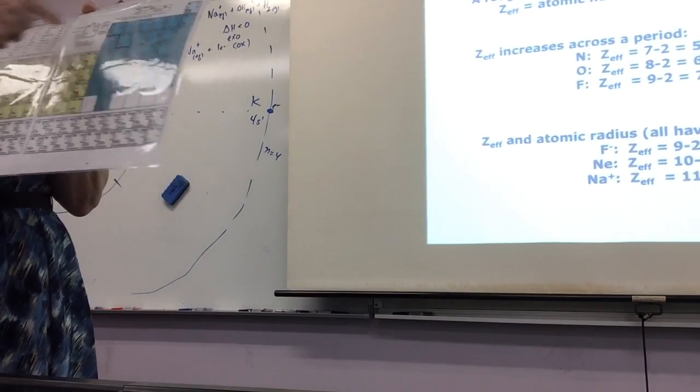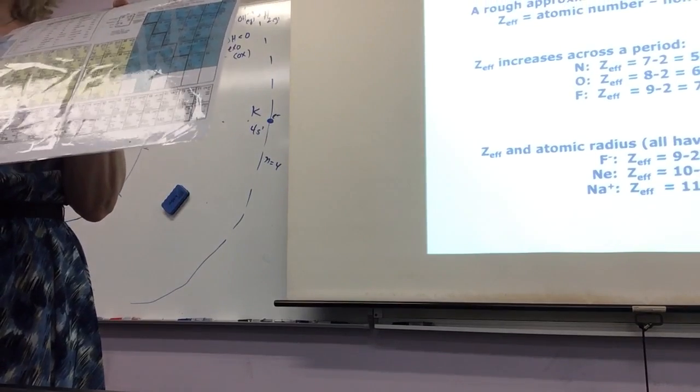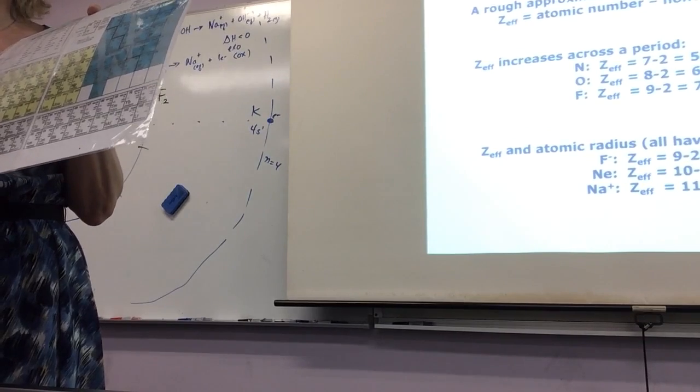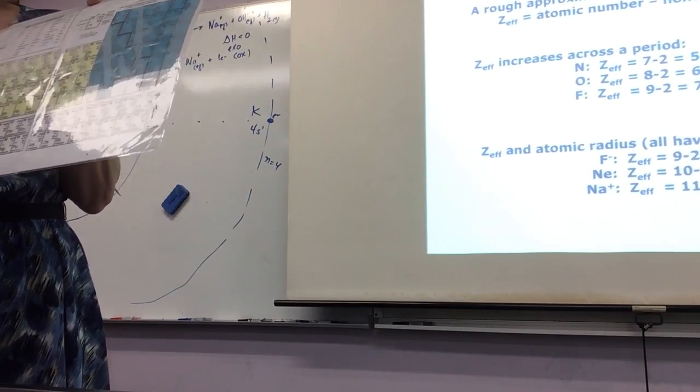What is the trend as you move across a period or down a group? What I need to make sure you understand is that as you move to the right, the atom gets smaller because the effective nuclear charge gets bigger. Why does the effective nuclear charge get bigger?